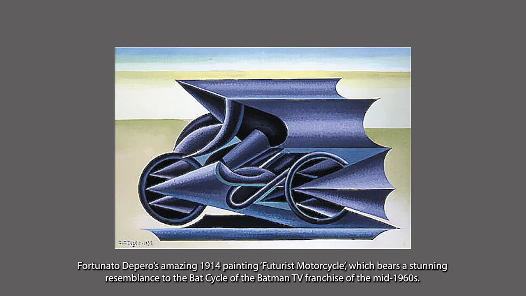Fortunato de Piero's amazing 1914 painting, Futurist Motorcycle, bears a stunning resemblance to the Bat Cycle of the Batman TV franchise of the mid-1960s.